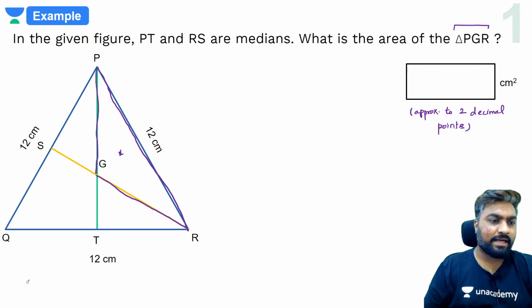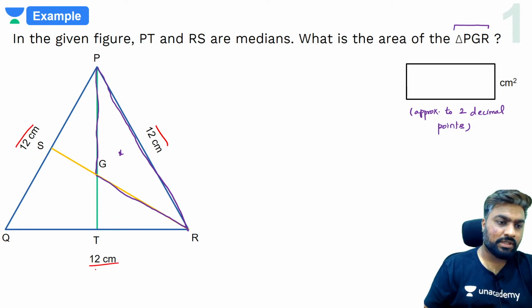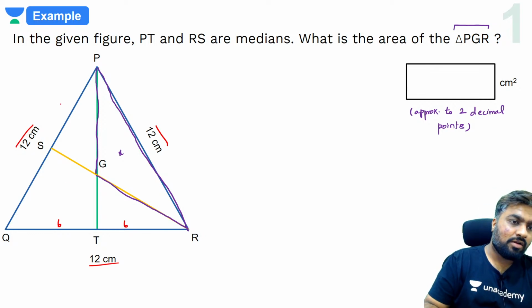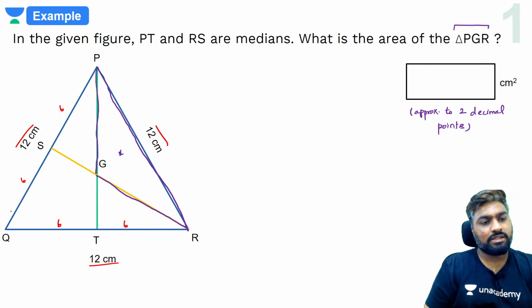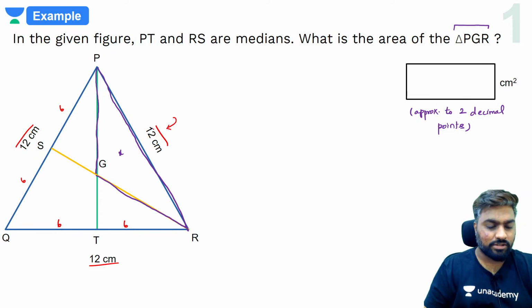So what do you know? This is an equilateral triangle, correct? 12 centimeters, 12 centimeters, 12 centimeters, equilateral triangle. PT is the median of QR, so this becomes 6 and 6. Same way RS is a median of PQ, so this becomes 6 and 6. They want us to find out the area of this part. Only given part of this triangle is the side 12 that you know. There's nothing else you know about this triangle. Let's see who can quickly answer this.